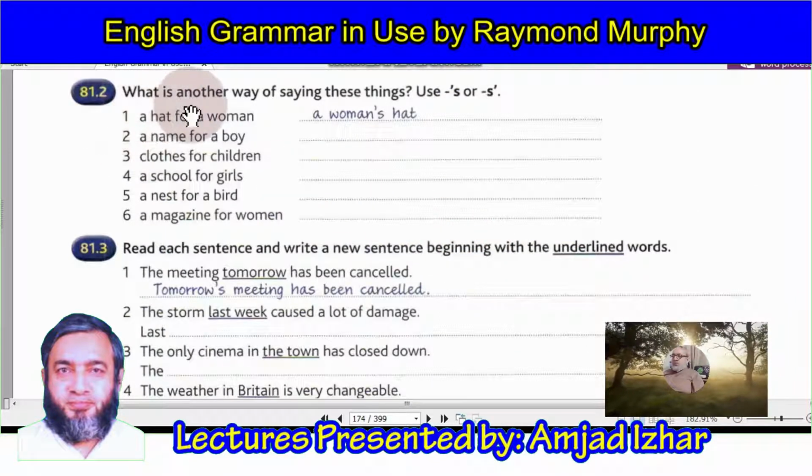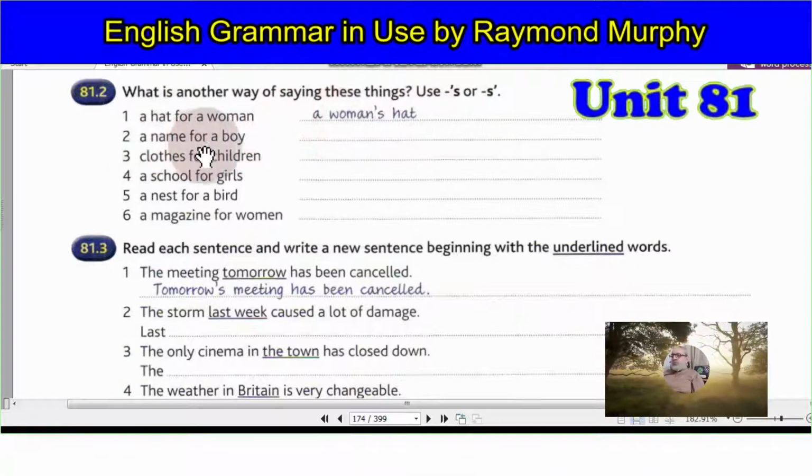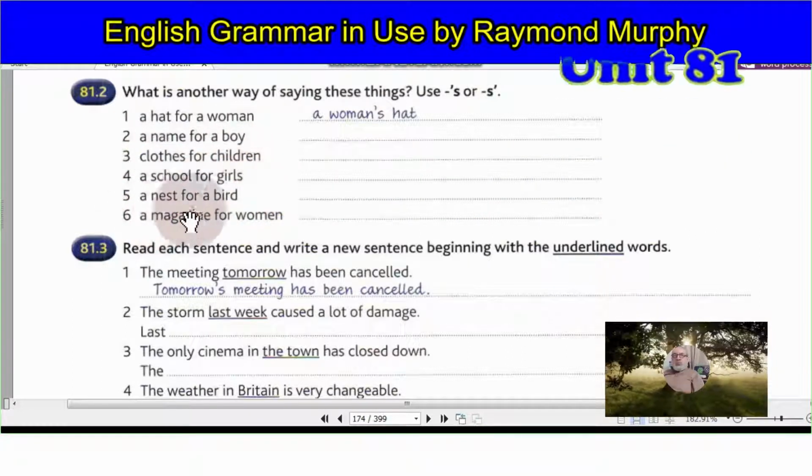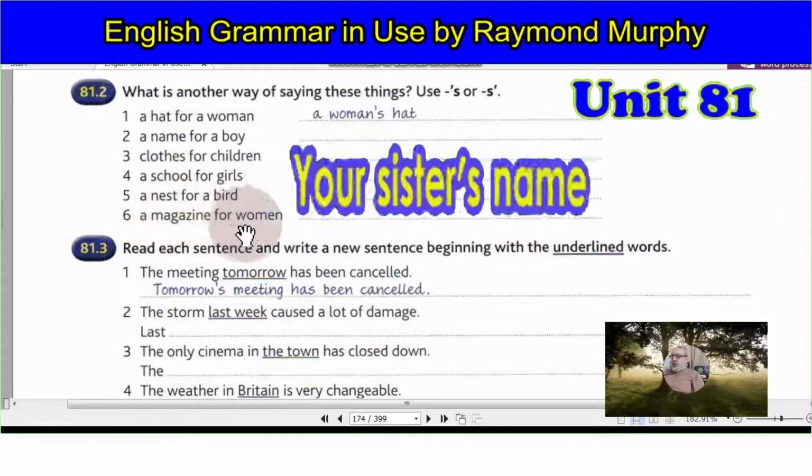81.2. What is another way of saying these things? Use 's as in a hat for a woman, a woman's hat: a name for a boy, clothes for children, a school for girls, a nest for a bird, a machine for a woman.